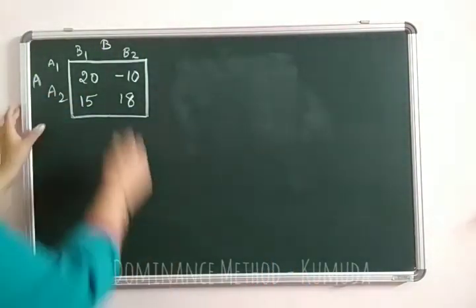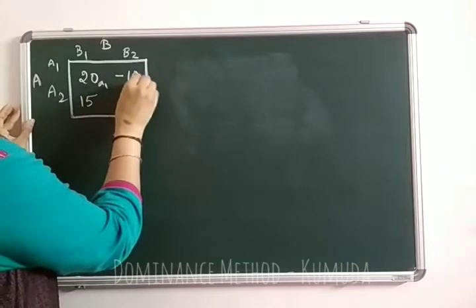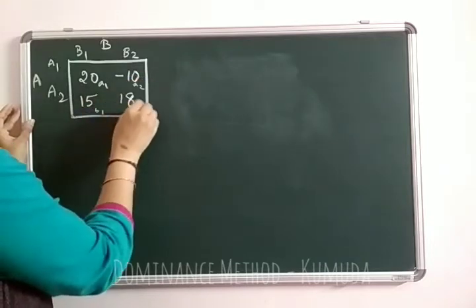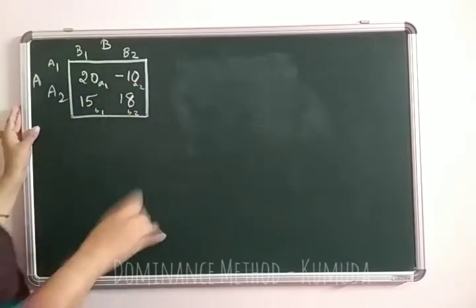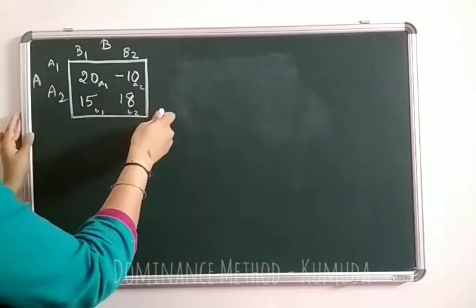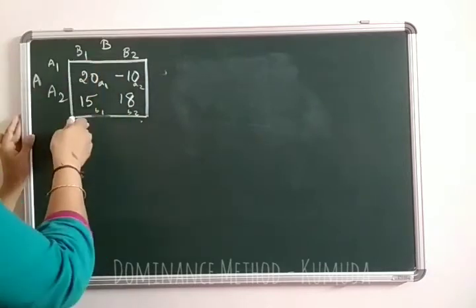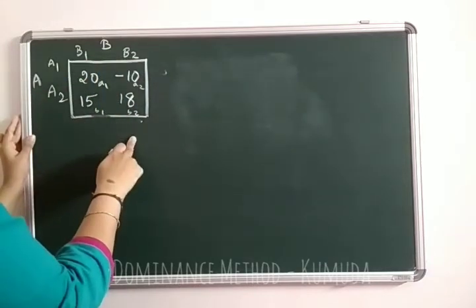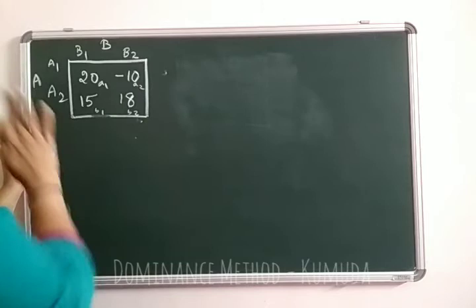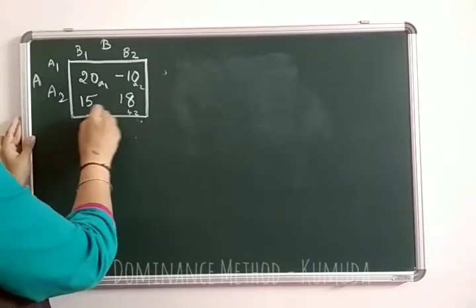So how do we start with the odds method? Name it as A1 and A2. This becomes B1, B2. We try to find the odds. The first row difference goes next to the second row. Second row difference in front of the first row. First column difference below the second column. Second column difference below the first column. So we try to find the difference.